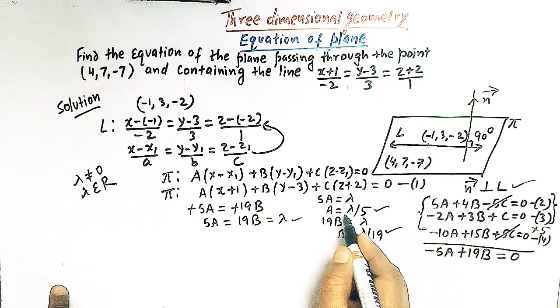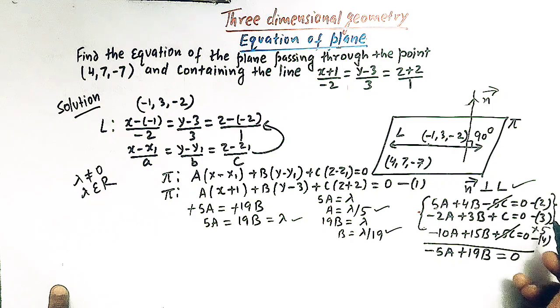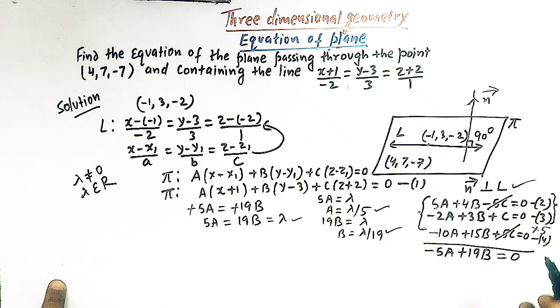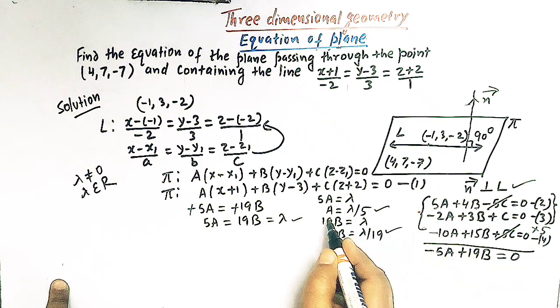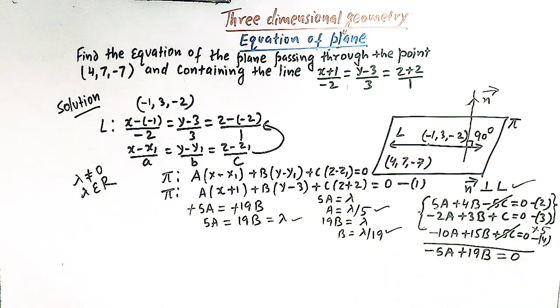So let us substitute the values of a and b either in equation 2 or equation 3 to get the value of c in terms of lambda. So here we'll substitute the values of a and b in equation number 3.